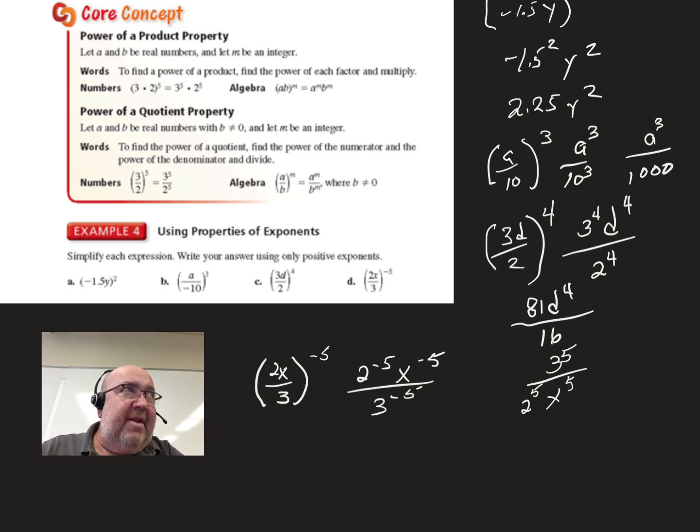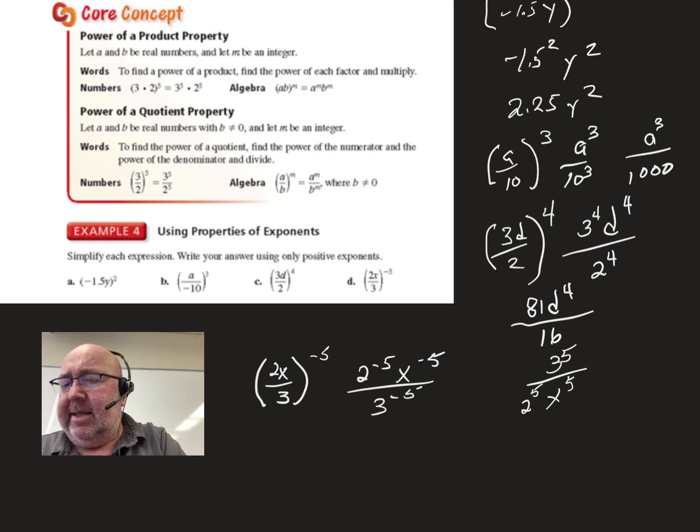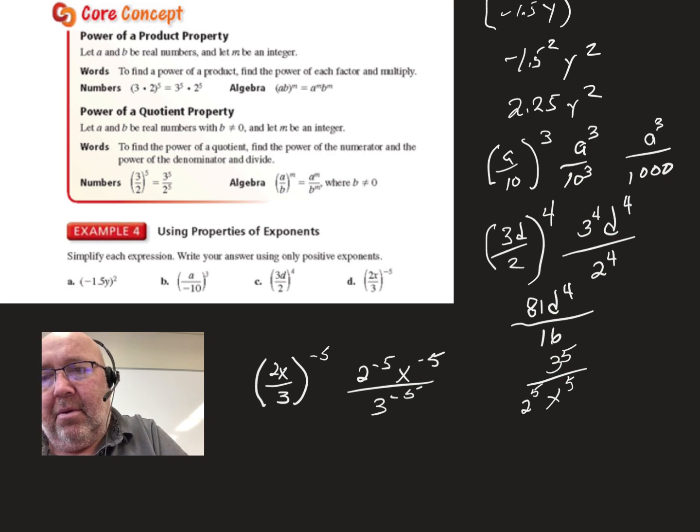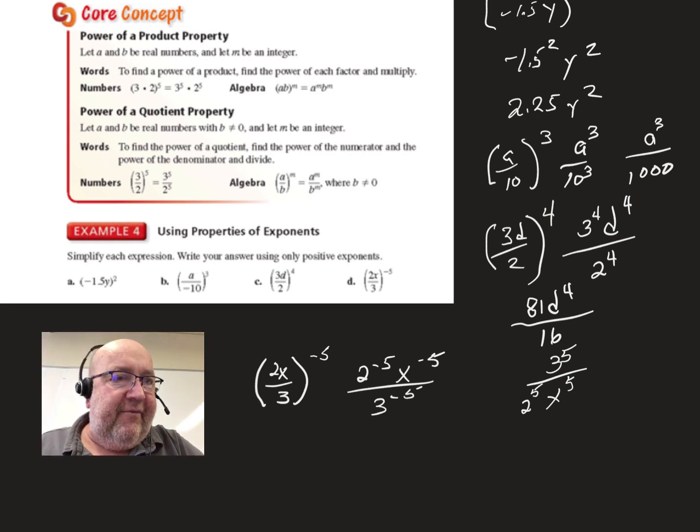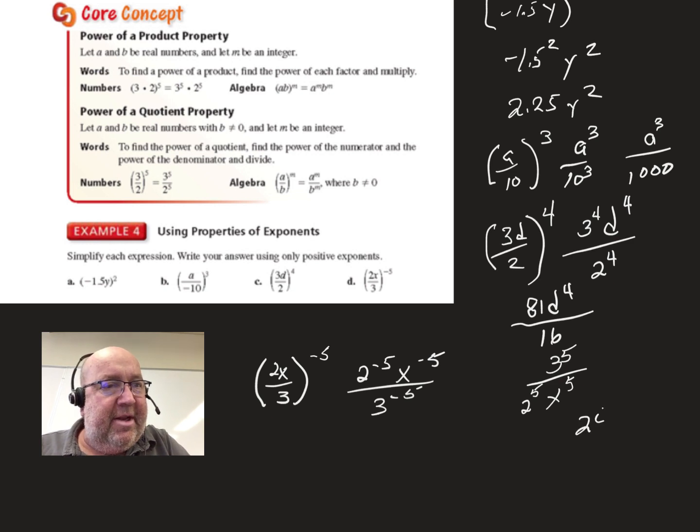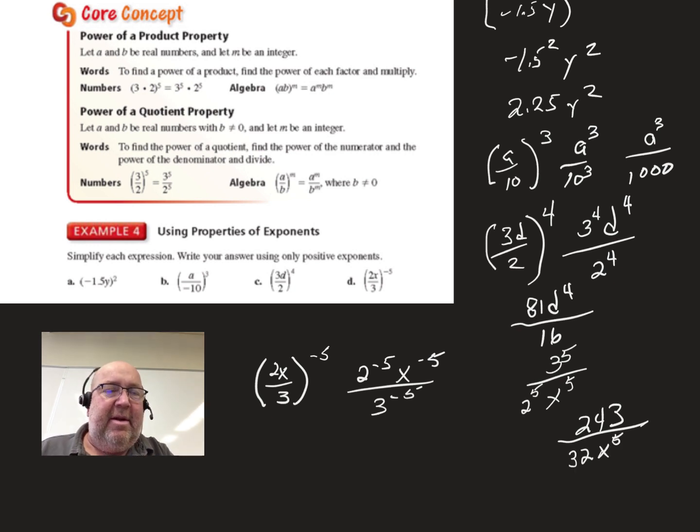3 to the 5th power is 243. So we're going to get 243 over 32 x to the 5th. Again, there's not a problem if you leave them with the exponents, but if you can, try to figure it out, especially with the numbers.